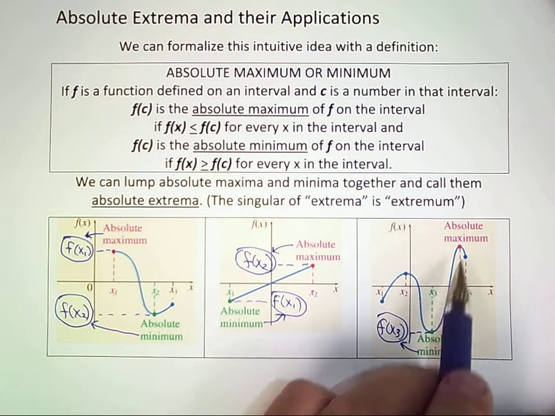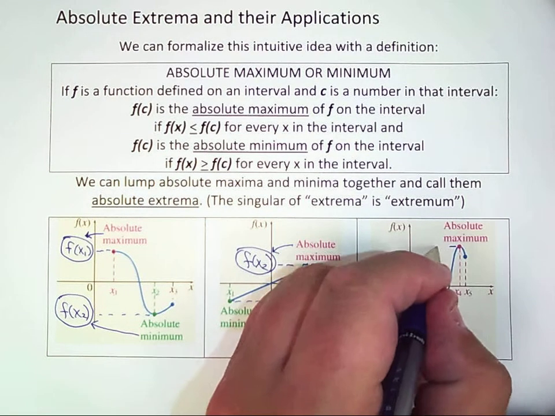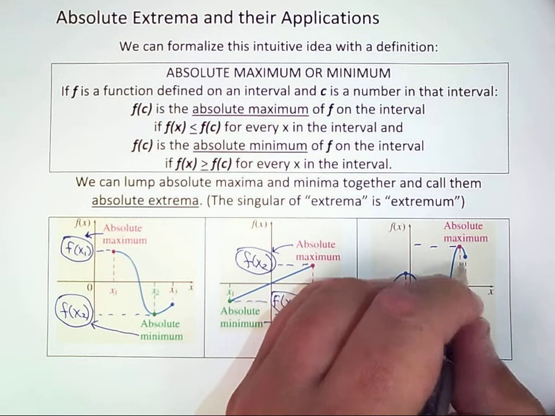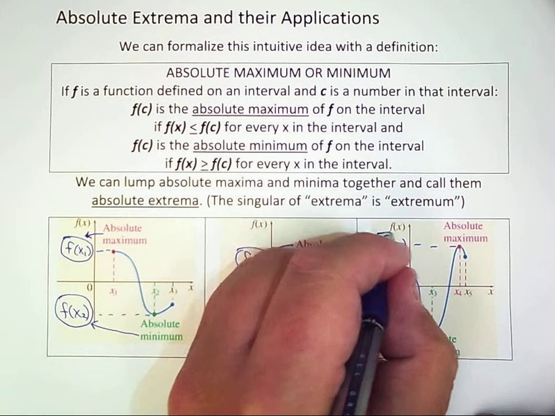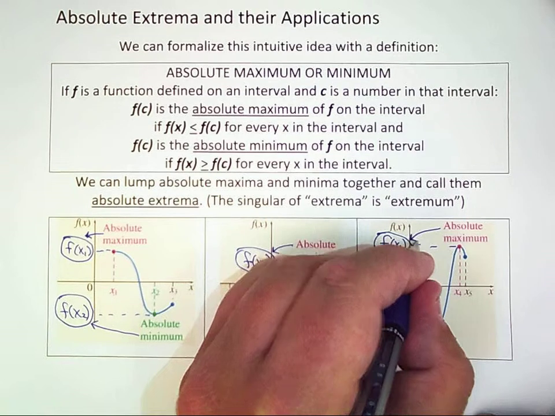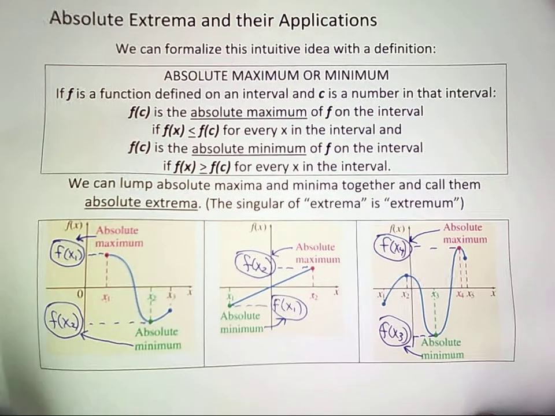And there is no point any higher than this one, so the y-coordinate of that point, that's x sub 4, so that would be f of x sub 4. That is the absolute maximum. And belaboring that point, the maxes and mins are actually y values. It's not the whole point, it's the y value of that corresponding point.